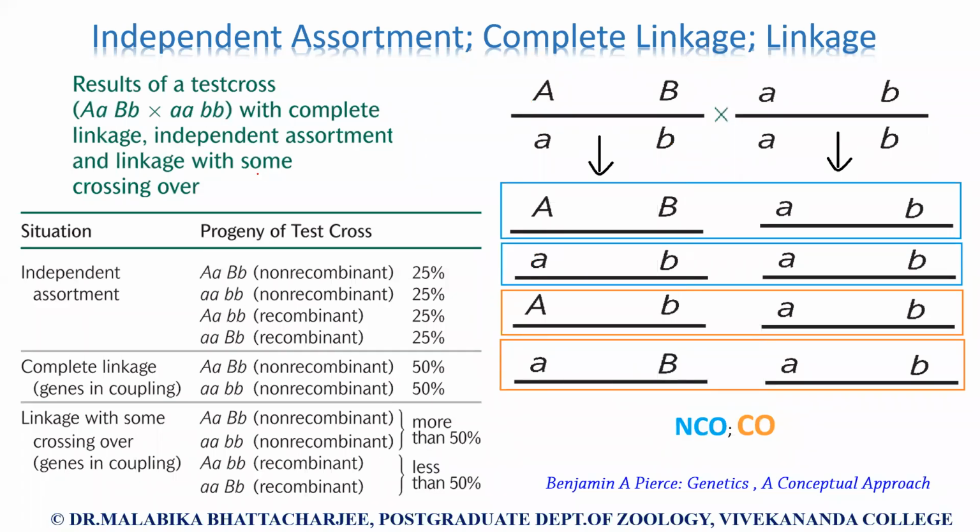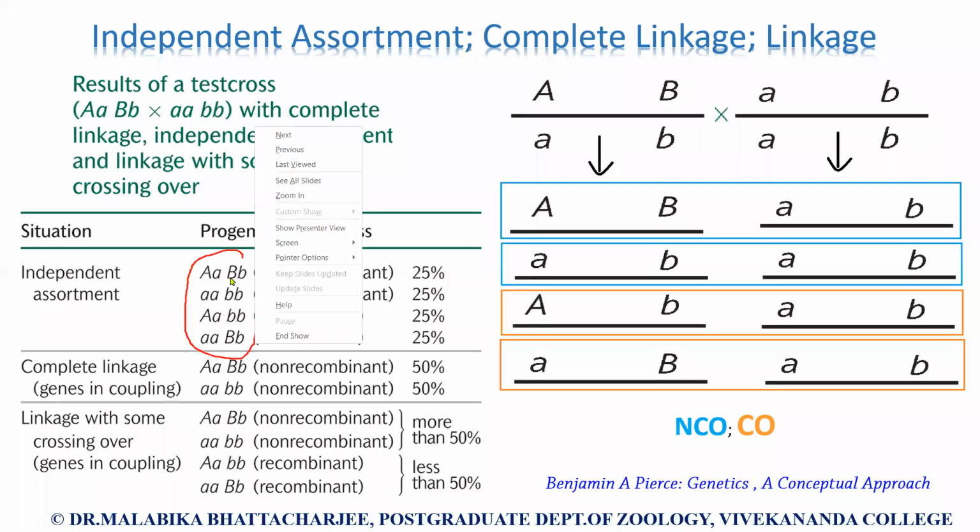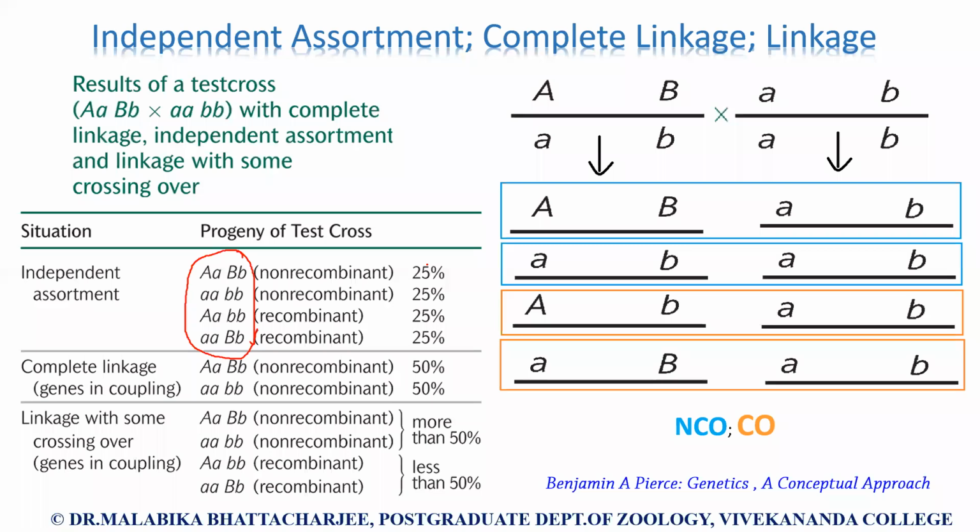So now let us compare a particular situation. As I showed you, when we get all the 4 different kinds of individuals in the ratio 1:1:1:1, that is, the probability of having all these individuals is the same. We can have 25% of this individual, 25% of this individual, 25% of this individual, and 25% of this individual. We will assume that independent assortment has occurred.